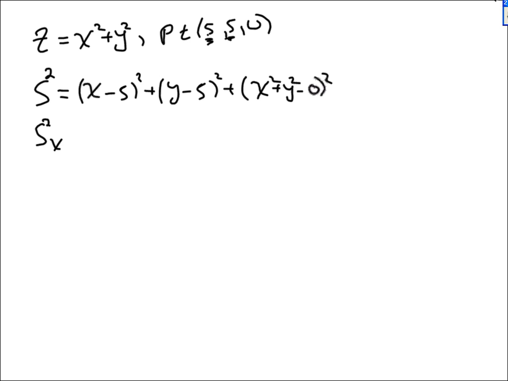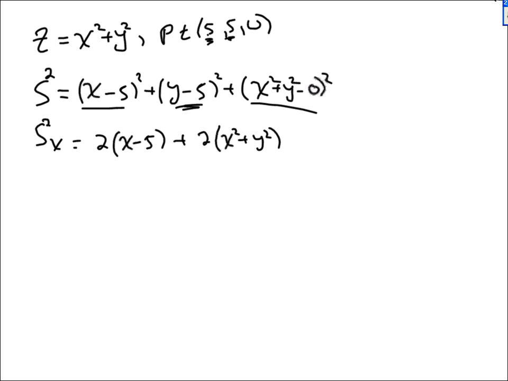S squared x is a function of x, not a function of y. So the derivative of that second function will be 0. You get 2 times (x minus 5) plus 2 times (x squared plus y squared) to the first power times 2x.